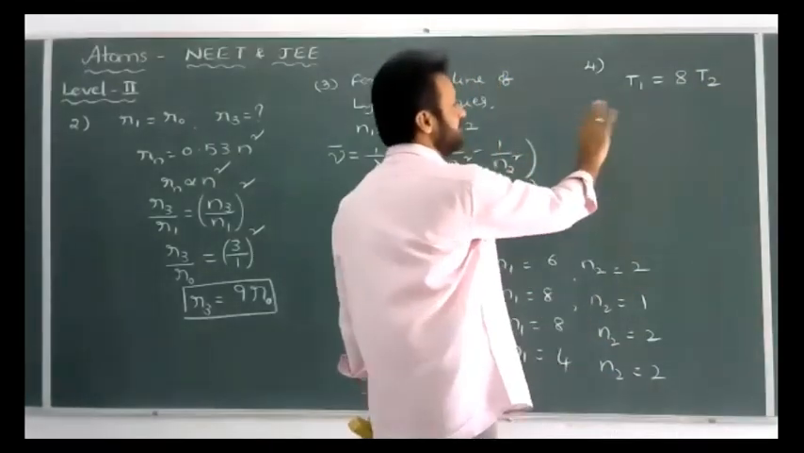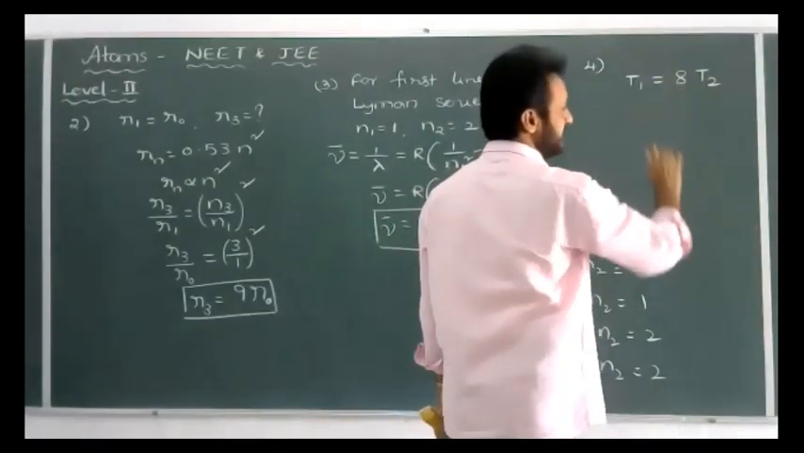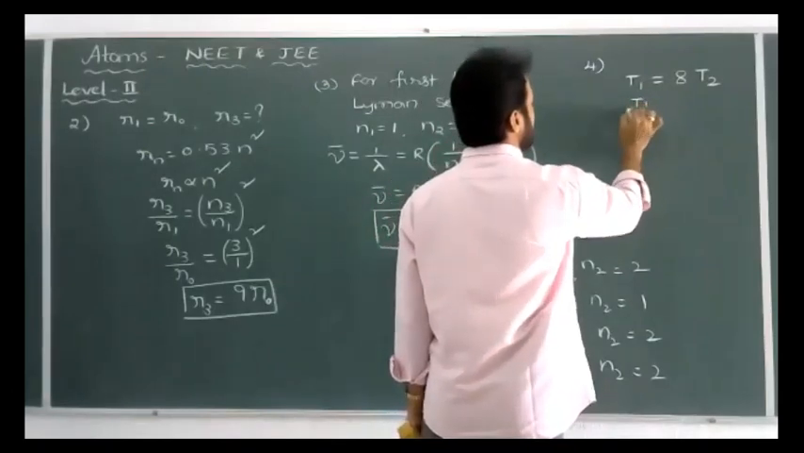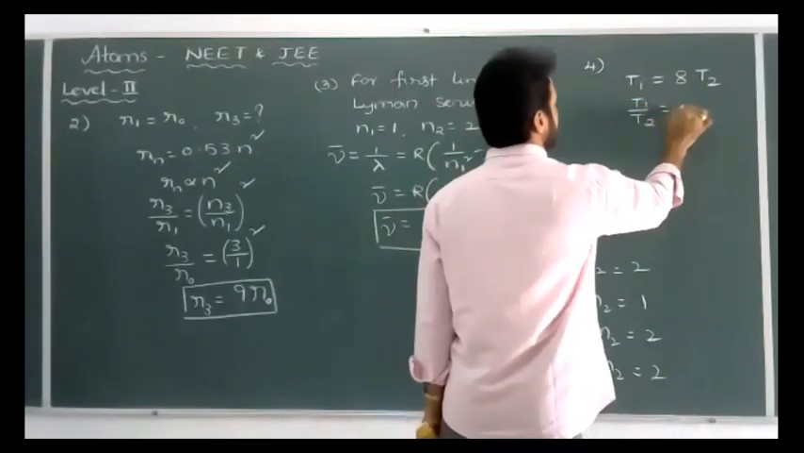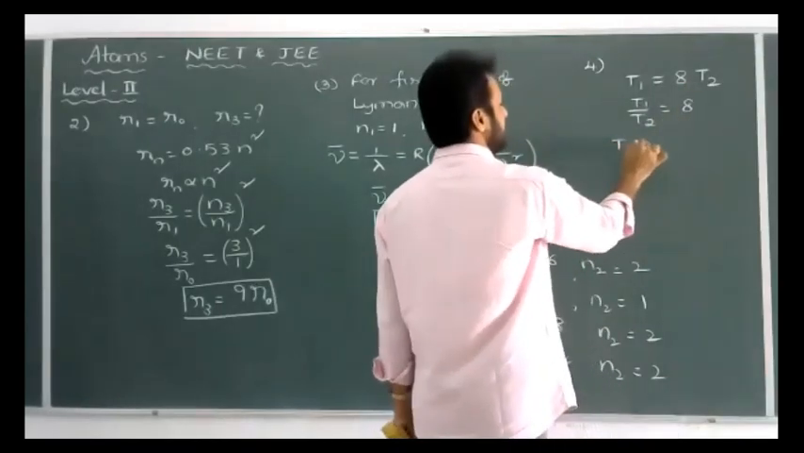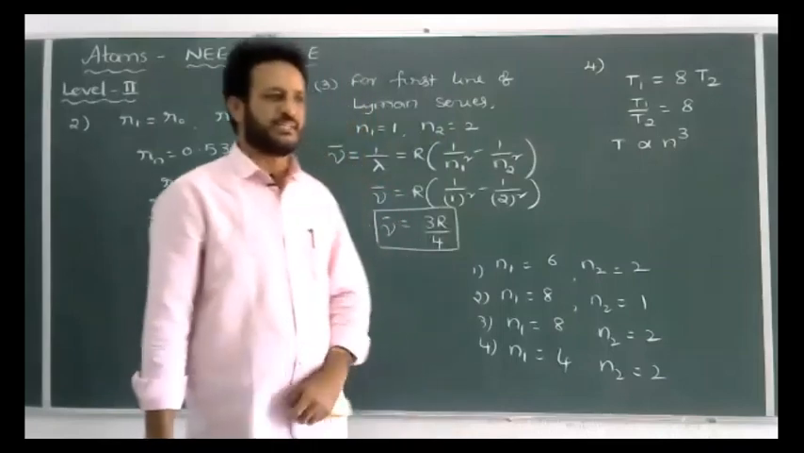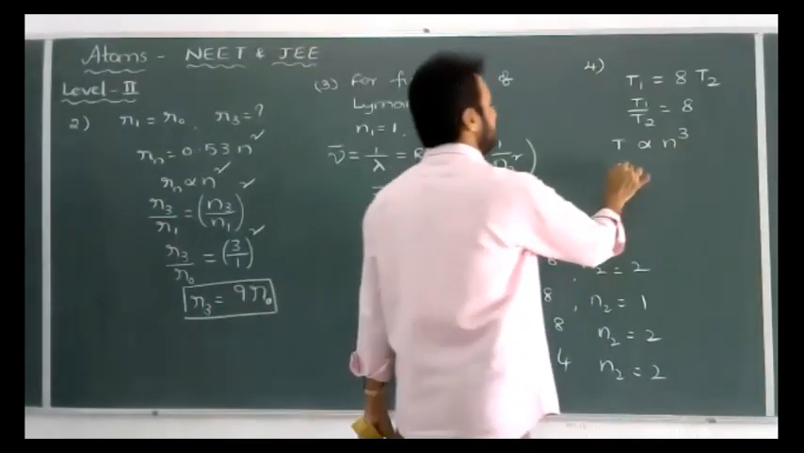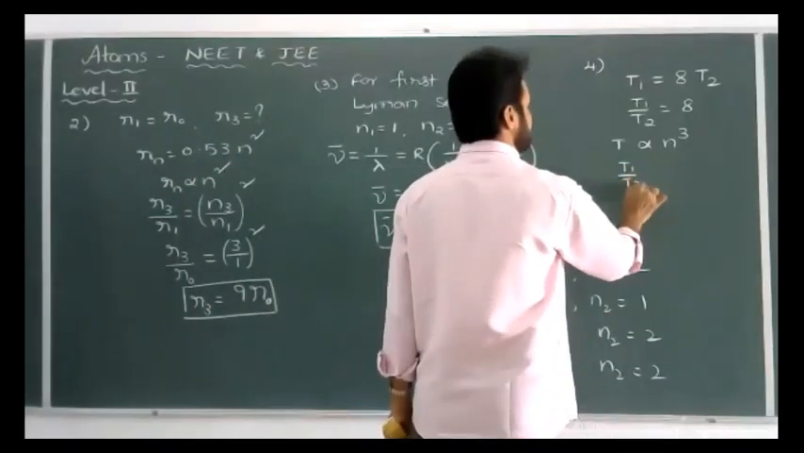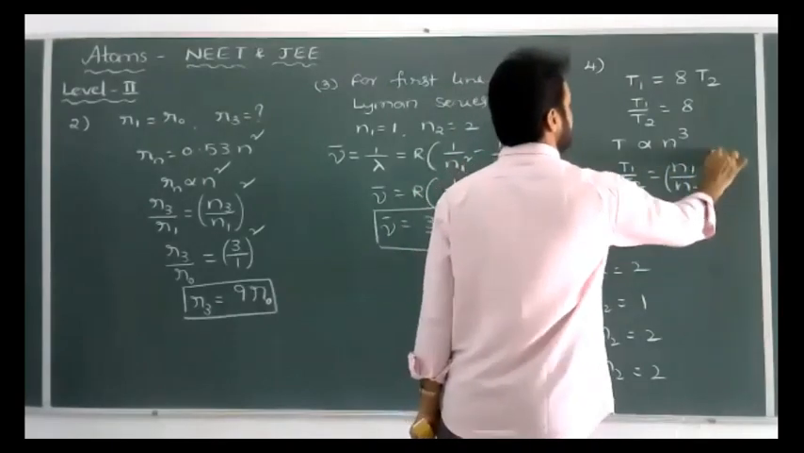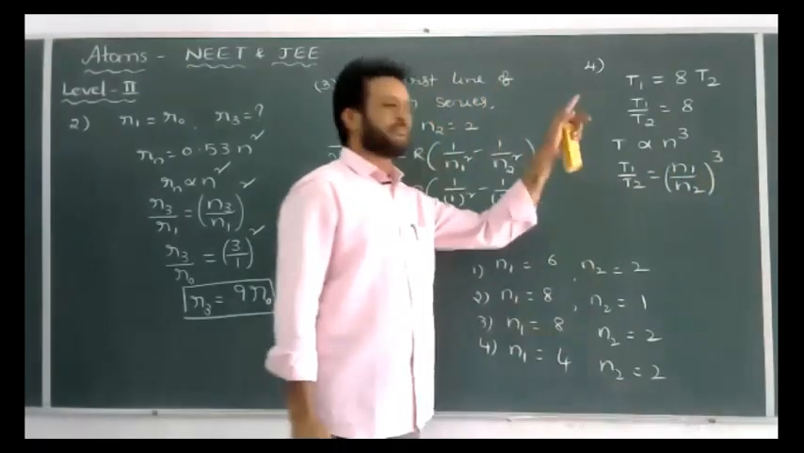But how are the time period and the quantum number related? Time period is always directly proportional to the cube of the quantum number. Here T1 by T2 is equal to 8. But T is proportional to n cube, as already given in the derivation. Then T1 by T2 is equal to (n1 by n2) whole cube. We should write that, but T1 by T2 is already given.